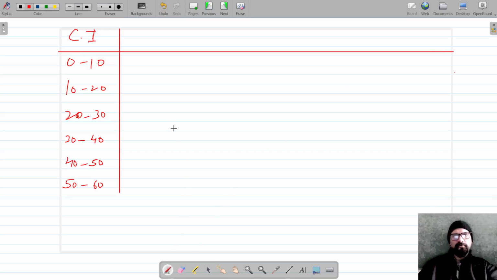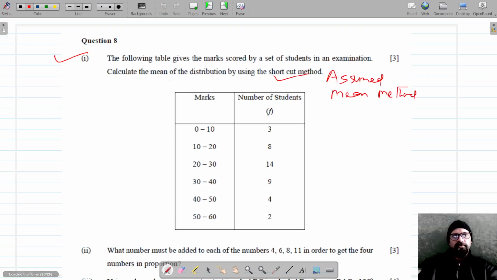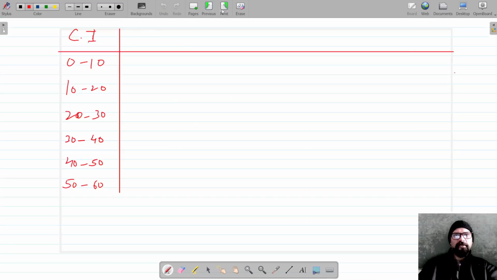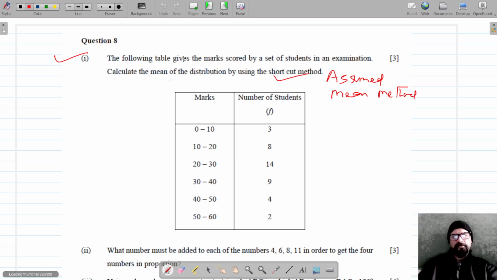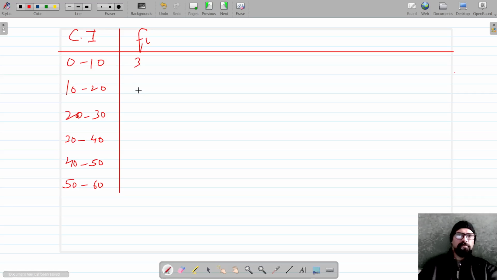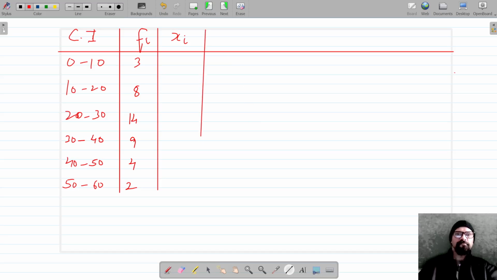Okay, our next column will be the frequency, that is fi, for the students, which are given as 3, 8, 14, 9, 4, and 2. Okay, this is our second column, fi. And now let's find out the class marks, which is denoted by xi.